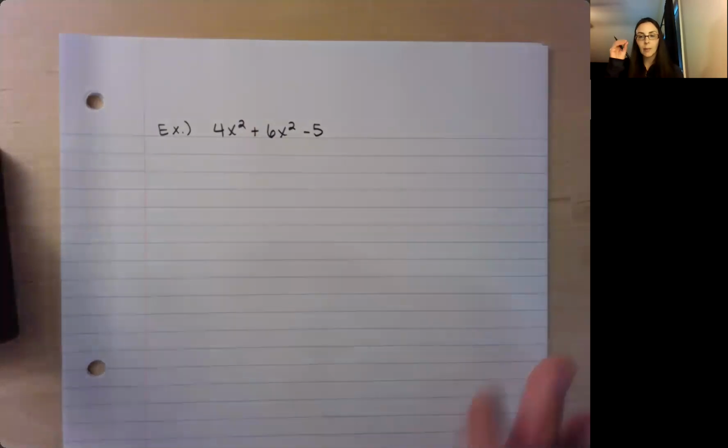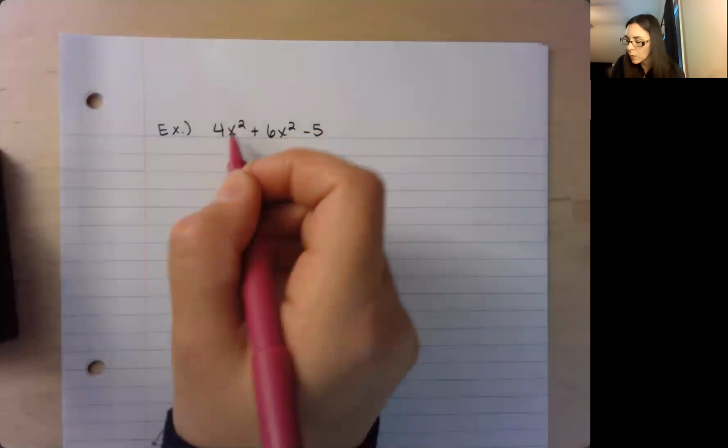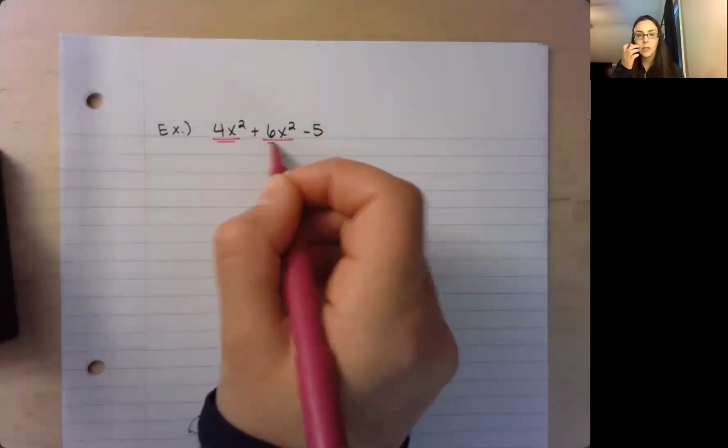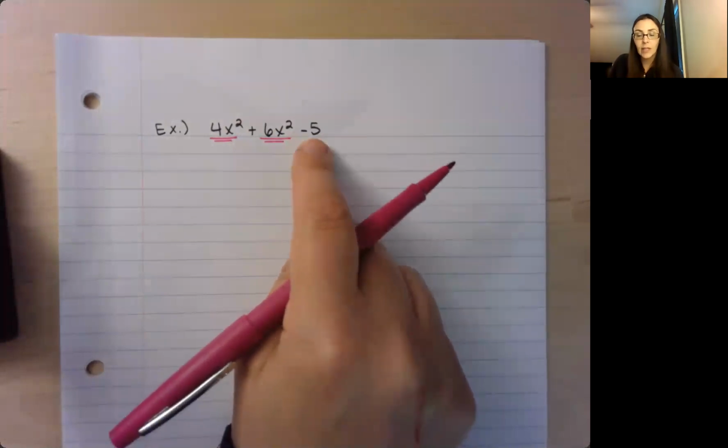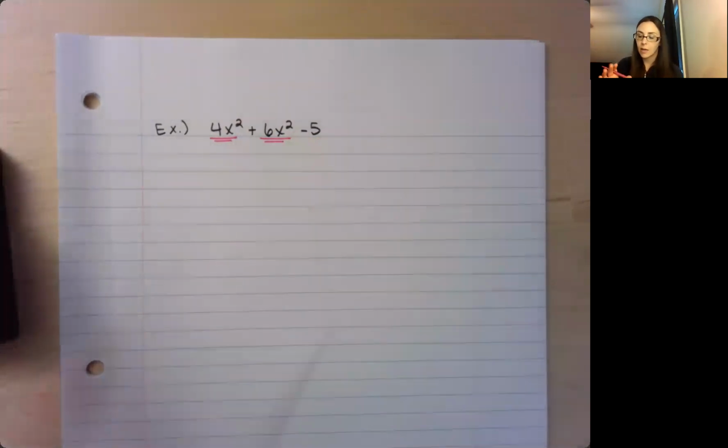So here I'm just going to kick it up just a little bit, and I do see some like terms, right? I see these pieces are both x squareds. So I'm just going to highlight my like terms. The minus 5 is not a like term with that. That is a different kind of thing, right? That's just a constant. So it's not going to get combined.